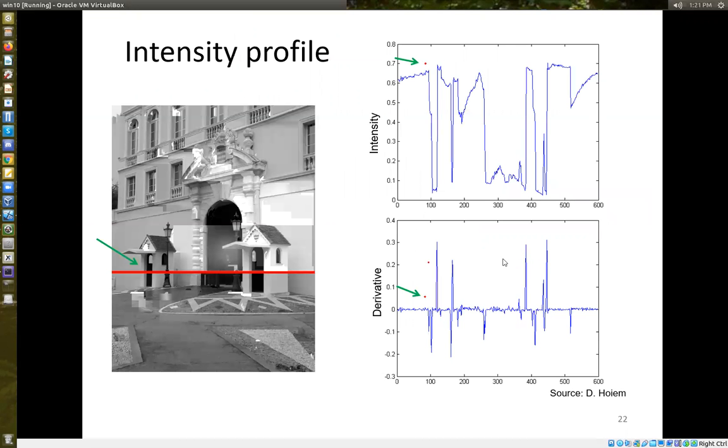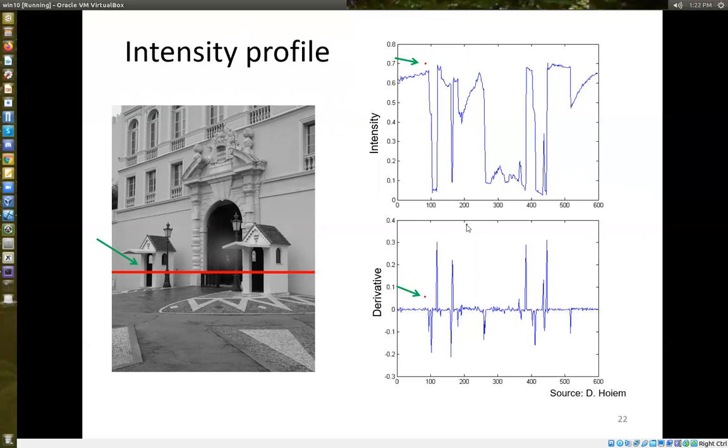So this is another example here, a realistic example, that's our earlier image. If we go along this line here, we look at the intensity, and we look at the derivative along this line. For the edges, I will have a large derivative, right? So from that, we're able to sense the edges.